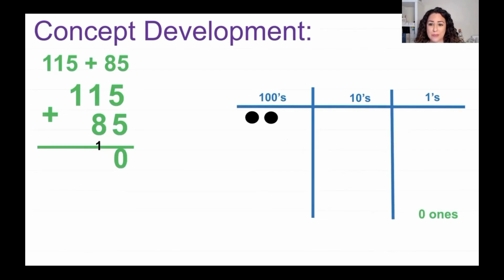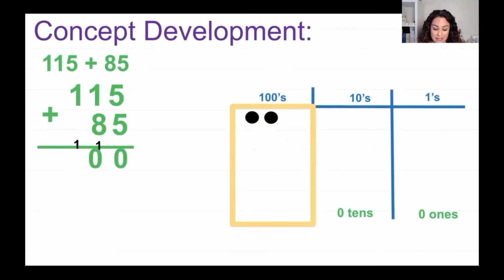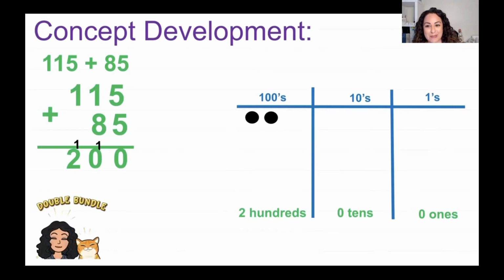Now, how am I going to write that? Well, I know that I have 0 tens left, so I'm going to put 0 tens right here. And then since I made a new group of 100, I'm going to put my new group below. And there we go. Now we're ready to add our hundreds. How many hundreds do I have? I have 1 plus 1, so I have 2 hundreds. And my answer is 200. So 115 plus 85 is equal to 200. And this problem had a double bundle, 2 bundles. And let's go ahead and look at our answer here. 115 plus 85 is equal to 200.